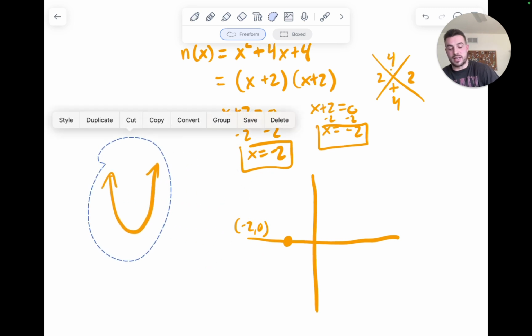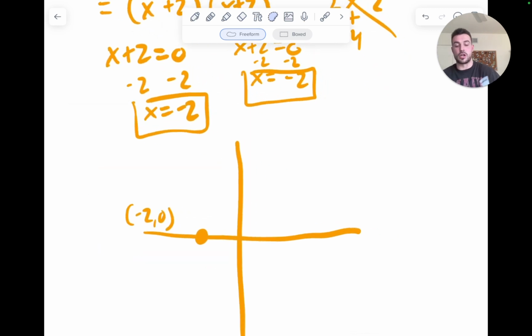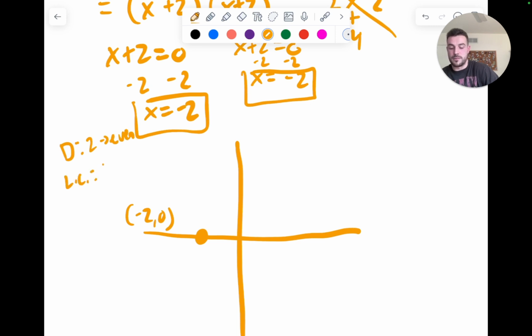And coincidentally, that's what this function is going to look like. We're going to go up in both directions because my degree is 2, which means even. And then my leading coefficient is 1, which is positive. So I should go up in both directions, but we don't cross through that x-axis anymore, and so this is what our solution is going to look like.